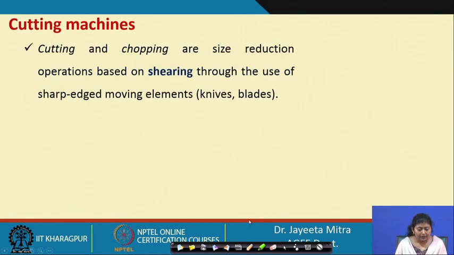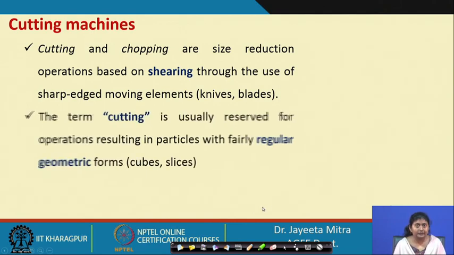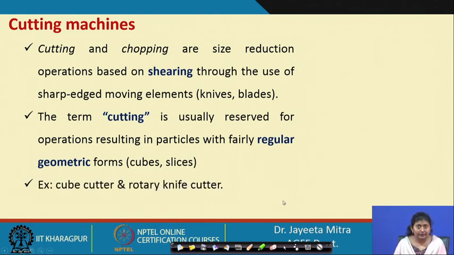Cutting machine. Cutting and chopping are again size reduction operations based on shearing through the use of sharp-edged moving elements like knives or blades. The term cutting is usually reserved for operations resulting in particles with fairly regular geometric forms like cubes and slices.